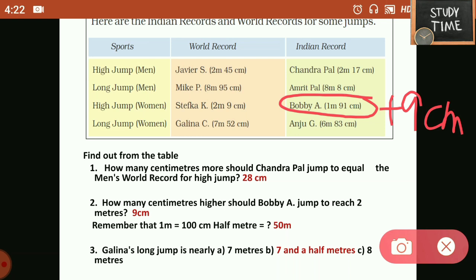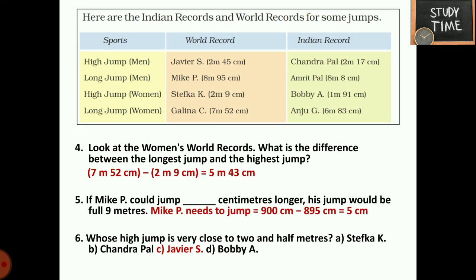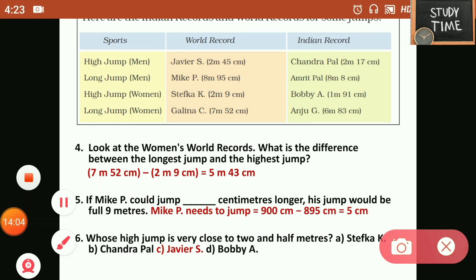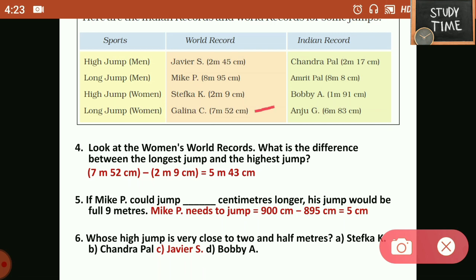Galina's long jump is nearly, see who is Galina here, this person is Galina. She is almost 7.5 meters. Look at the women's world record. What is the difference between longest jump and highest jump? Longest jump is this. This is the women's world record. So you have to find the difference between these two.